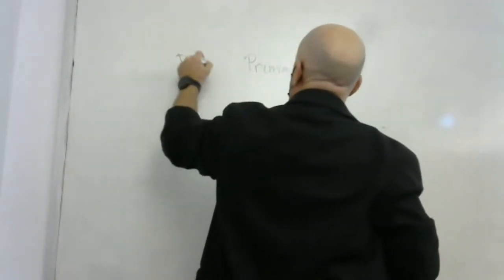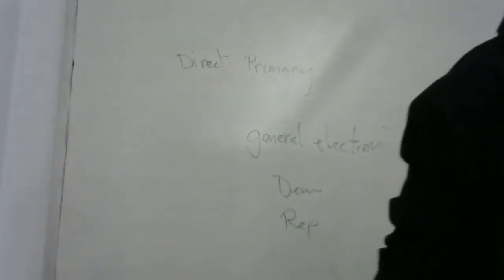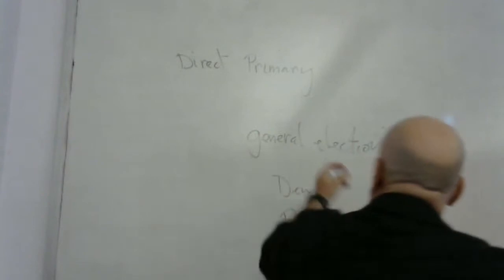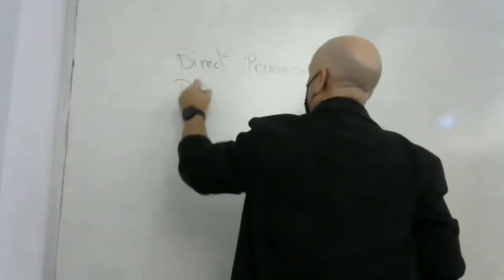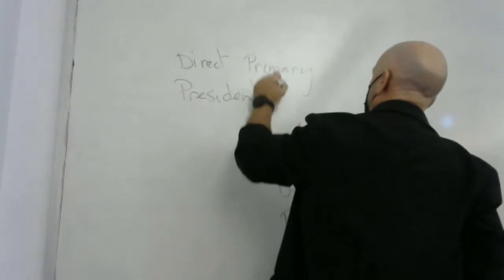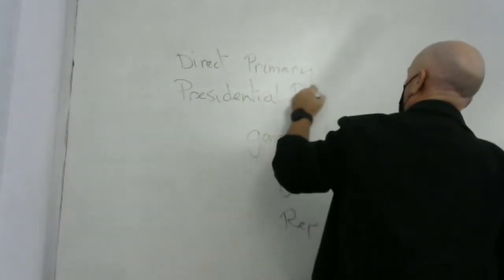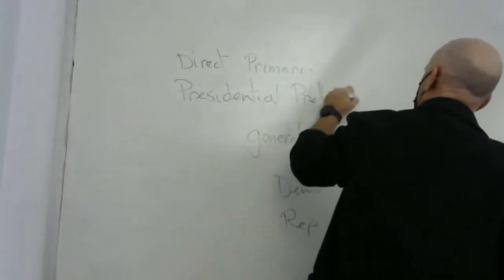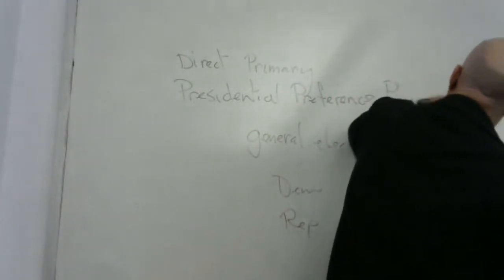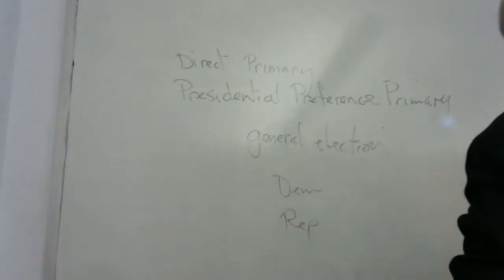Now, when we talk about all offices that are elected on a party basis, except for the president, okay, we are talking about the use of something called the direct primary. If we're talking about the presidency, then it's a presidential preference primary. So what's the difference between those two?